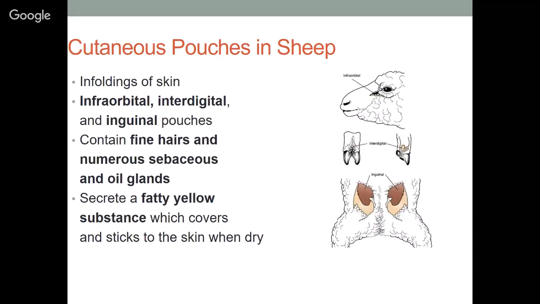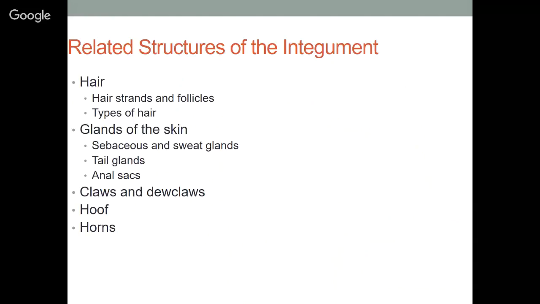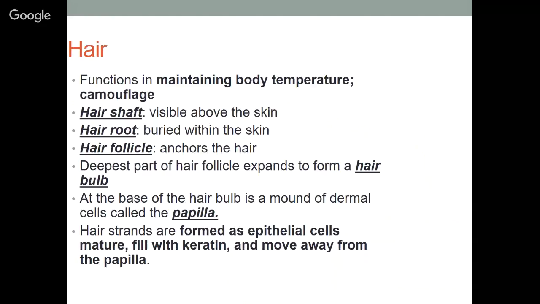Let's talk about hair. Hair strands and follicles, how does hair grow? Different types of hair. We talk about the glands of the skin, sebaceous glands and sweat glands, tail glands and anal sacs, claws, dew claws, hooves, and horns. The function of hair is to maintain body temperature and to provide camouflage. We have three different parts.